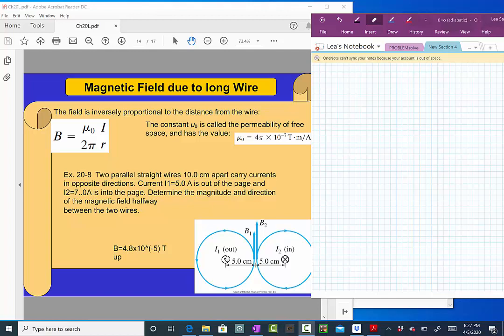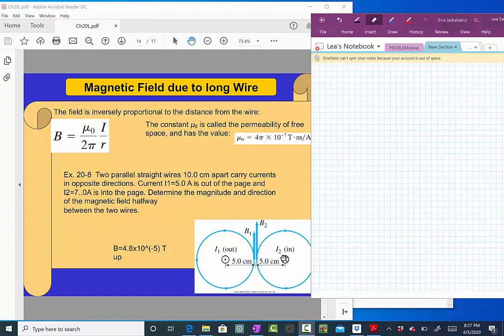This wire here is carrying this current I1. The magnitude of this current is 5 amps, and this current is going out of the page. Now remember, the dot indicates that this current is coming out of the page towards your nose. The other wire is carrying another current, I2, 7 amps, and this one is going into the page, crossing the screen.